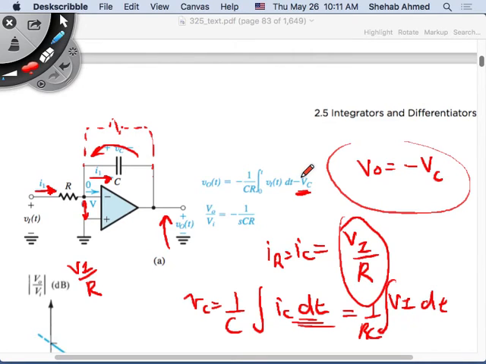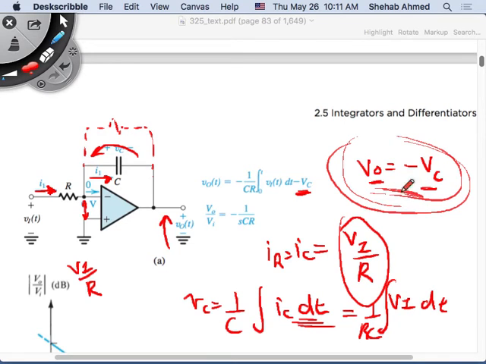Where did the negative sign come from? The negative is because it's an inverting amplifier. No, I mean in V naught. Because V output plus VC is equal to 0. So V output is equal to minus VC. Okay?